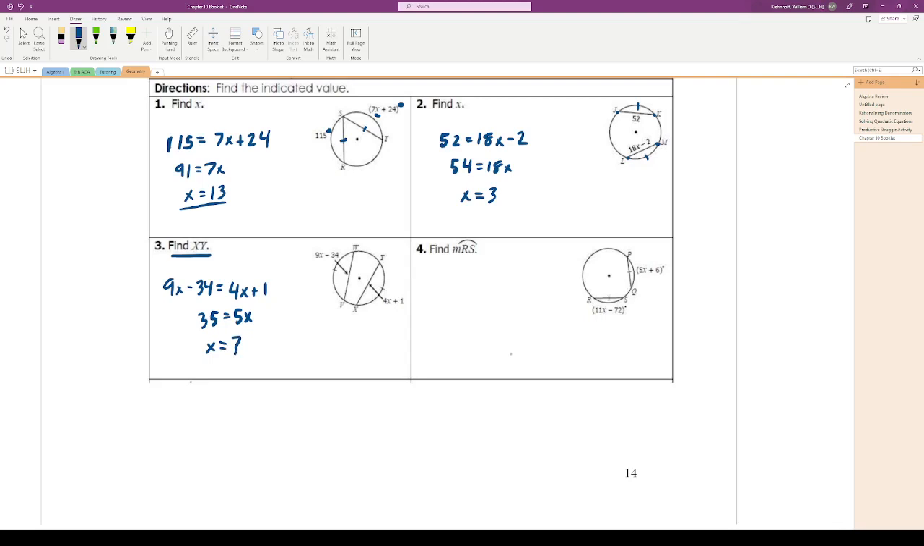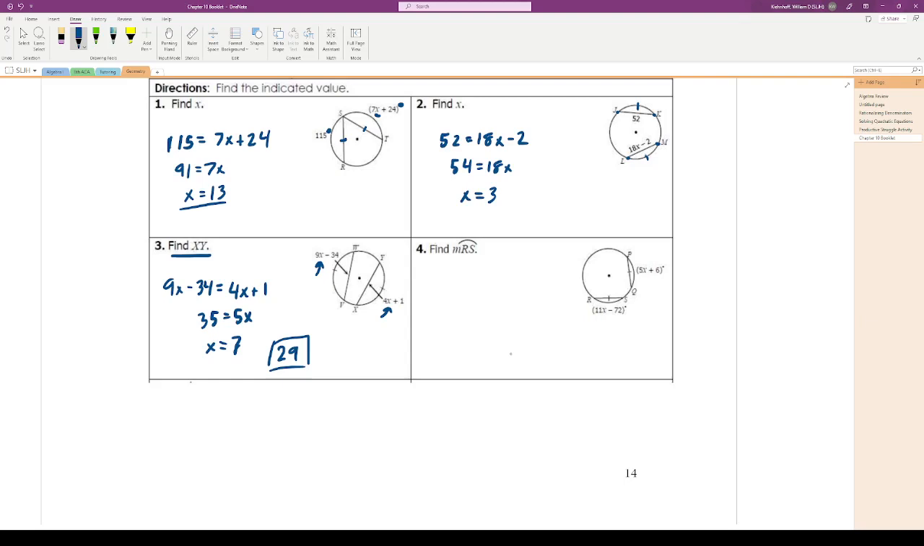But make sure we're not done there. We need to take that 7, plug it back in, and find the length of XY. So this is a good way just to check your algebra anyways. If we plug in 7 here, we get 29, and if we plug in 7 here, we get 63 minus 34, which is also 29. So that's good. They turn out to be equal. We could have done that here as well, plug in the 13, and get 91 plus 24 is 115. So remember, algebra you can use to check itself.